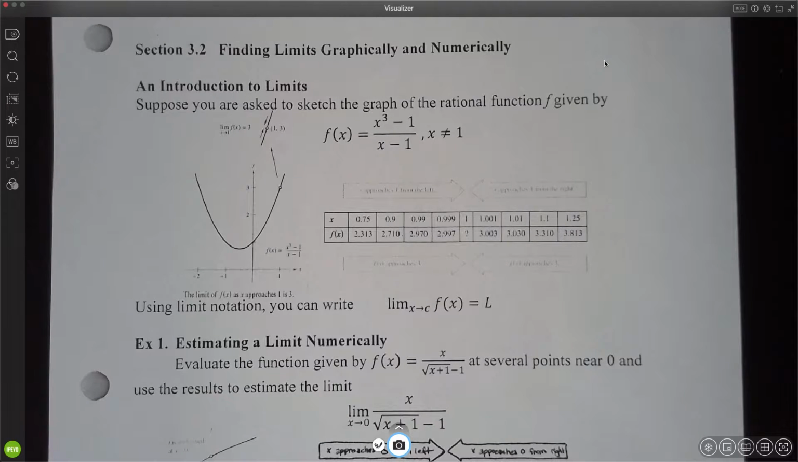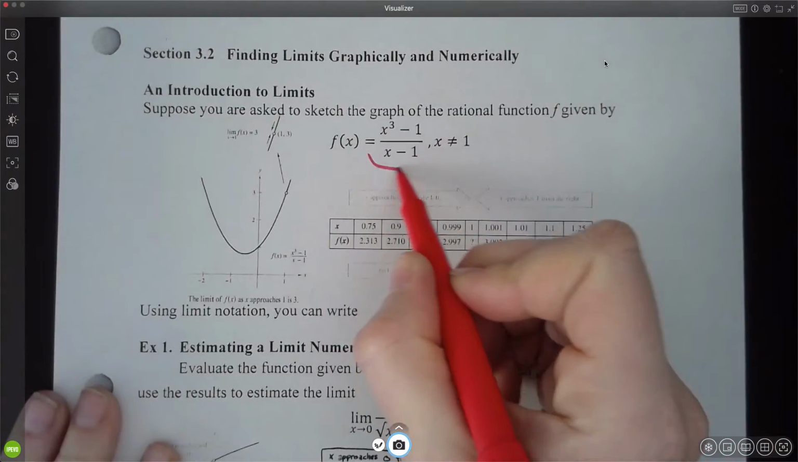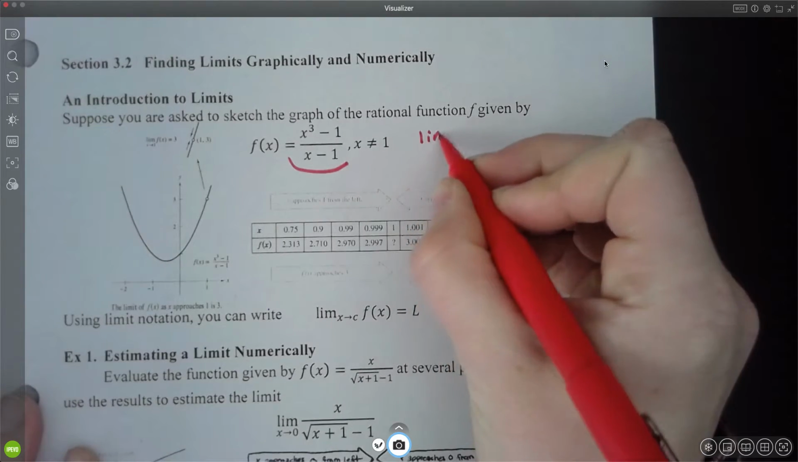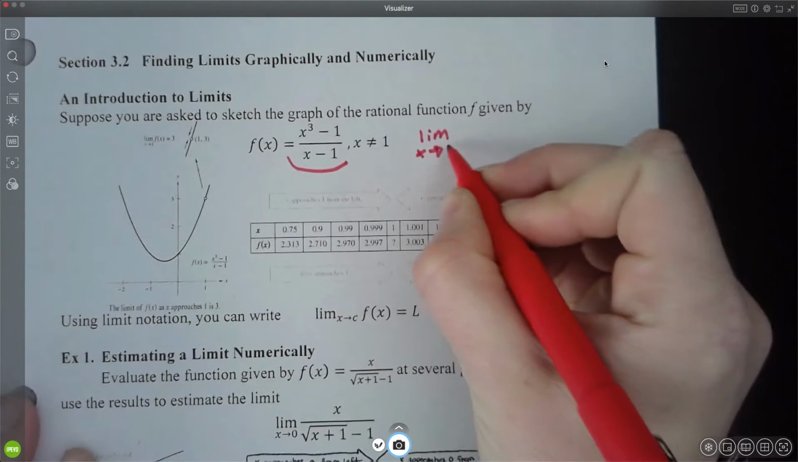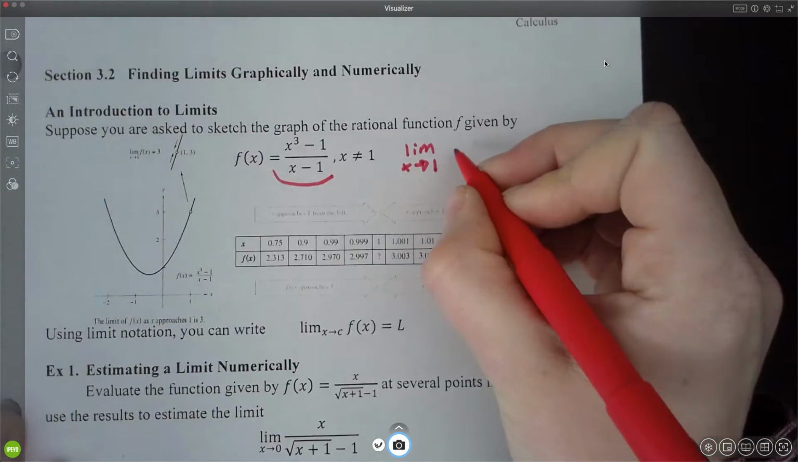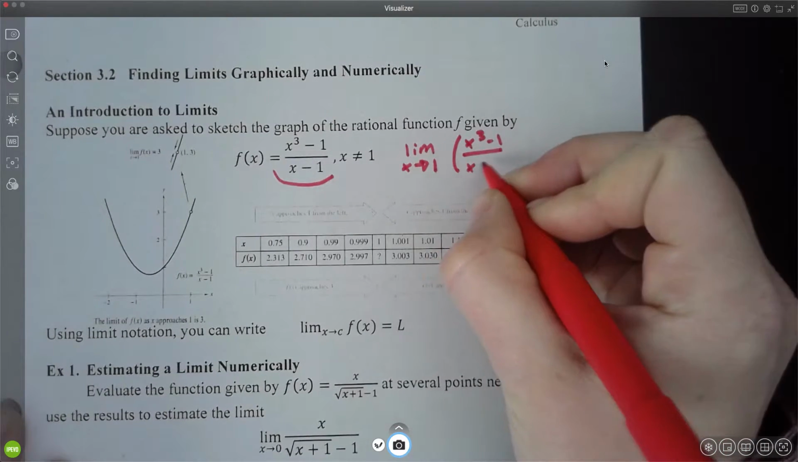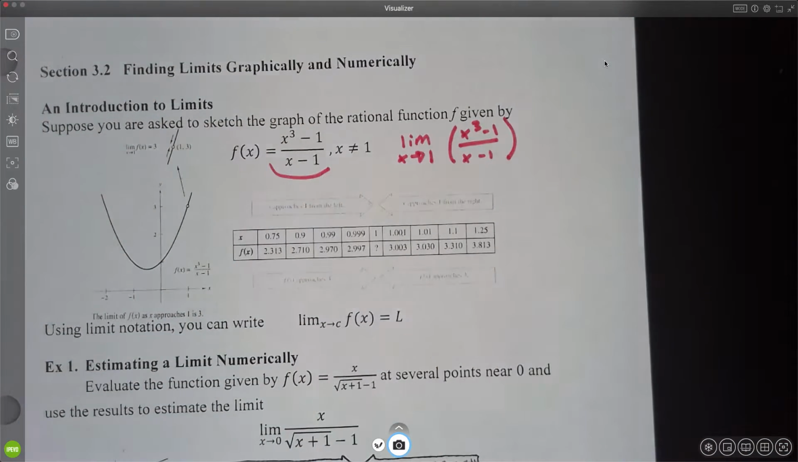On your homework assignment, though, they will not give you the graph of this, and they will not give you the table, so it's something you kind of have to generate by yourself. So what they'll do is give you this function and say, find the limit as x approaches 1 of (x cubed minus 1) over (x minus 1). Basically, by doing that, they want you to find what's happening at 1, okay?